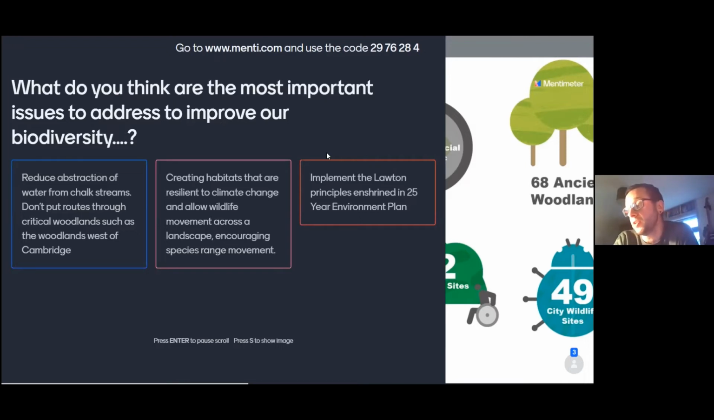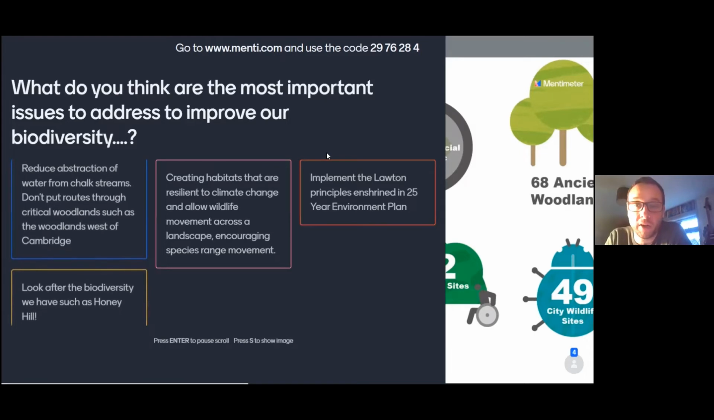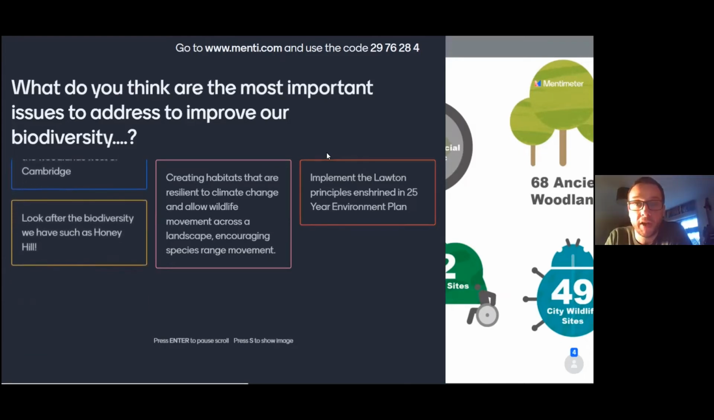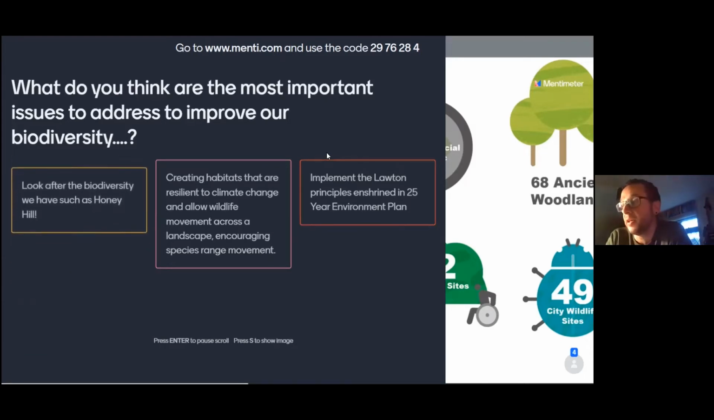And climate change, I don't think you can decouple biodiversity, green infrastructure, climate change, arguably well-being. They're very closely and intrinsically linked as concepts, really.